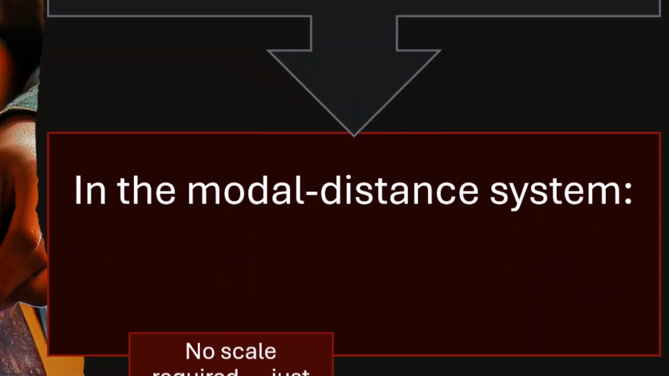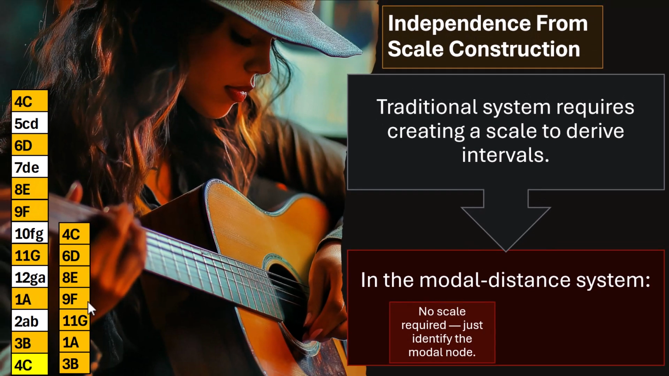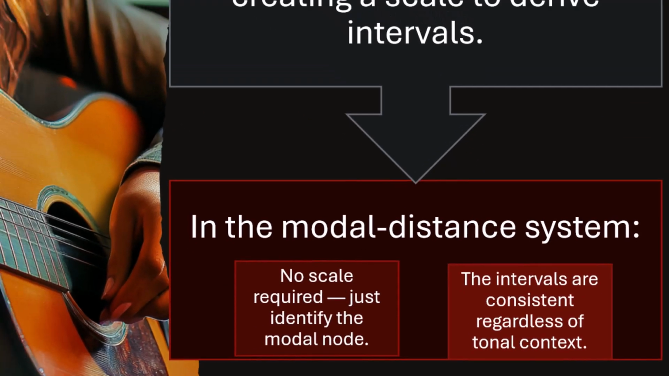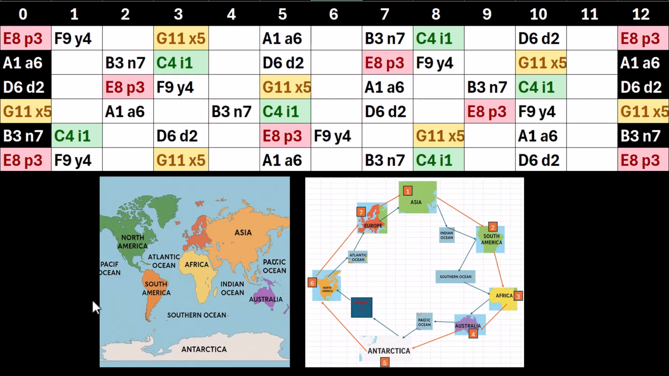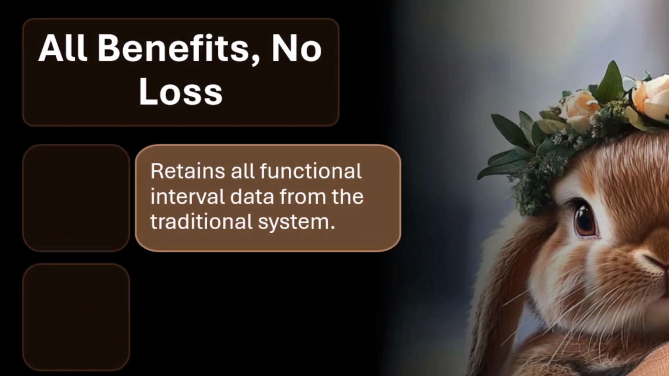So in the modal distance system, no scale required, just identify the modal node. All we have to do is say we have this collection of notes, this is the node that we are on, and we're going to measure from that node. We're always going to go directionally around the block, either clockwise or counterclockwise, but I can't go through the middle. It's always going around the block. So the intervals are consistent regardless of tonal context. All right, so all benefits, no loss. So again, you're probably thinking of this.